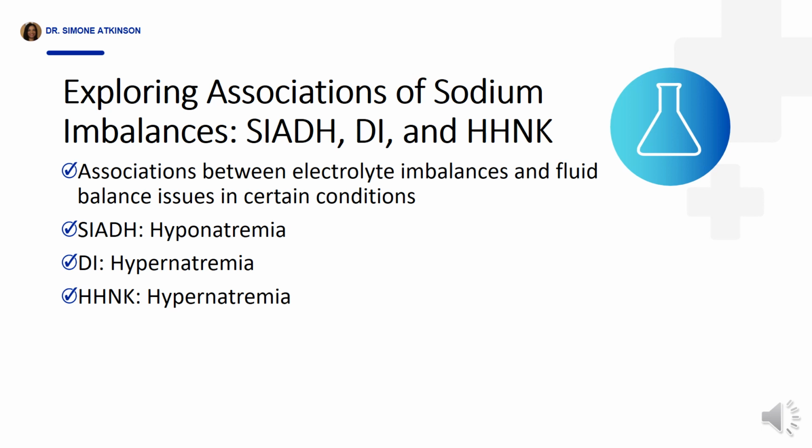So this is similar to DKA. DKA is primarily seen, if you remember, in type 1 diabetics versus HHNS that's seen in our type 2 diabetics. But in both scenarios, there is an extremely high blood sugar level, and this can cause excessive fluid loss through urination in both scenarios, just like we saw with DKA. And as fluid diminishes, the sodium becomes more concentrated, again, leading to hypernatremia.